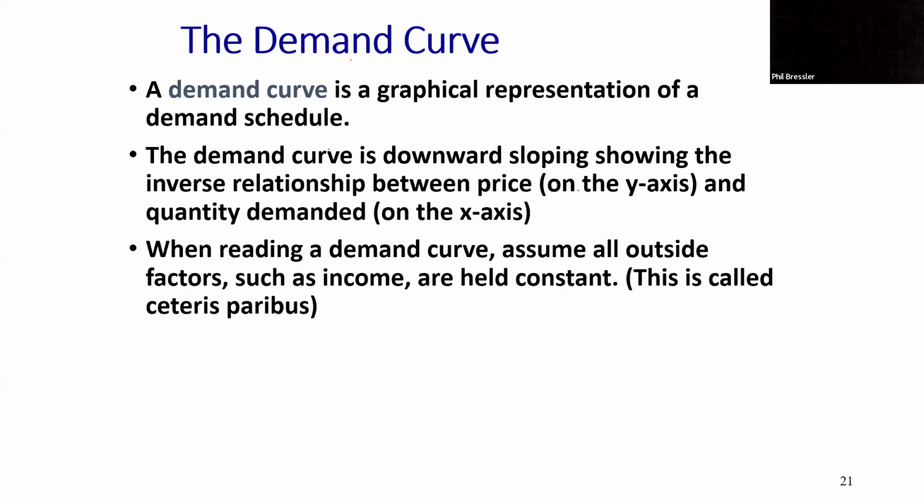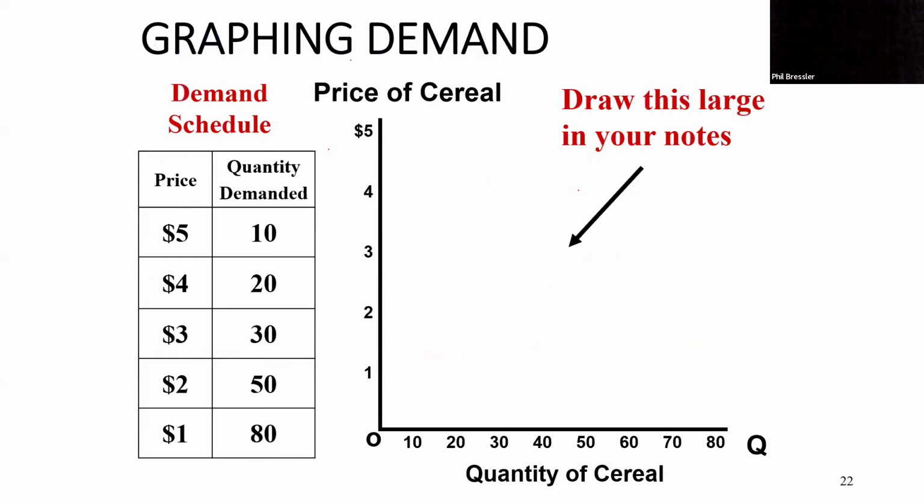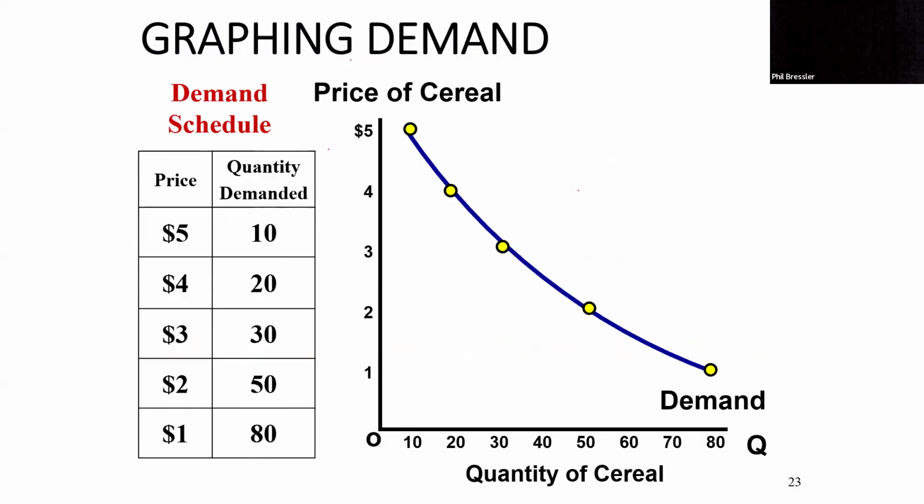All right. When reading a demand curve, assume all else is held constant, meaning the demand curve is there, and unless they tell you, there are no other changes. Okay. So here is a demand curve for cereal. So all I'm going to do is plot $5, 10, $4, 20, $3, 30. And when you plot this demand schedule, you get a curve like this.